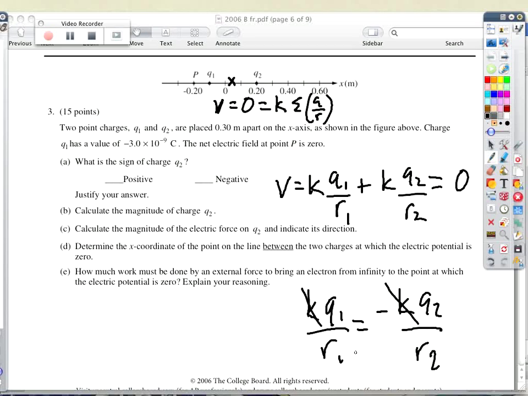Remember, this is like R1, and this is R2. How do they relate? They add up to be what, Preston? There you go. So we have our second equation. R1 plus R2 equals 0.3 meters. Okay, so Preston's given us the second equation, which allows us to solve this. So you can say, R2 is equal to 0.3 minus R1, or whatever you want to do.